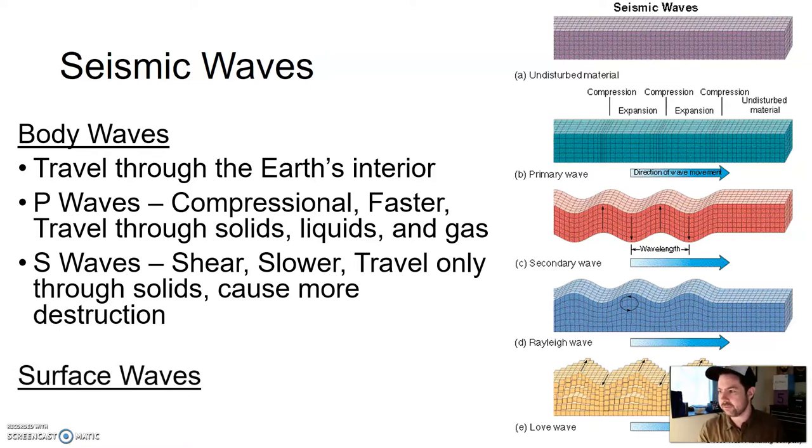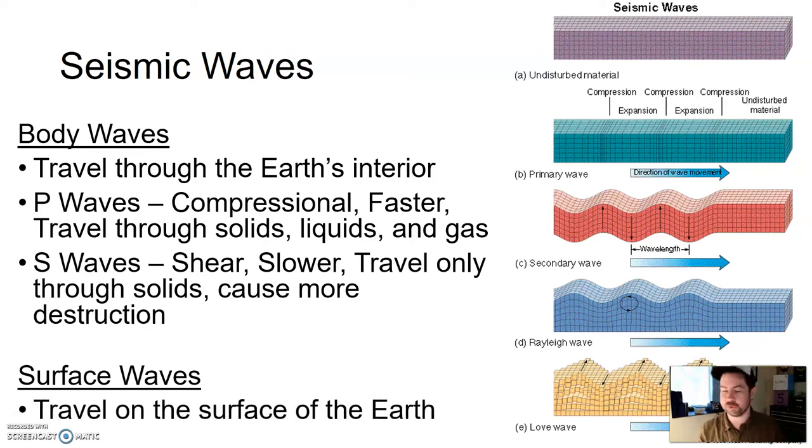Surface waves, just for your reference, they travel on the surface of the Earth. These are things like Rayleigh waves and Love waves. They are a little complicated and not necessary to understand earthquakes at the level at which we will. So what I will do, though, is show you what P waves and S waves look like, how they travel through the Earth. So let me pause. When I come back, I'm going to set up a little demo with a slinky, and we'll see where that takes us. One second.